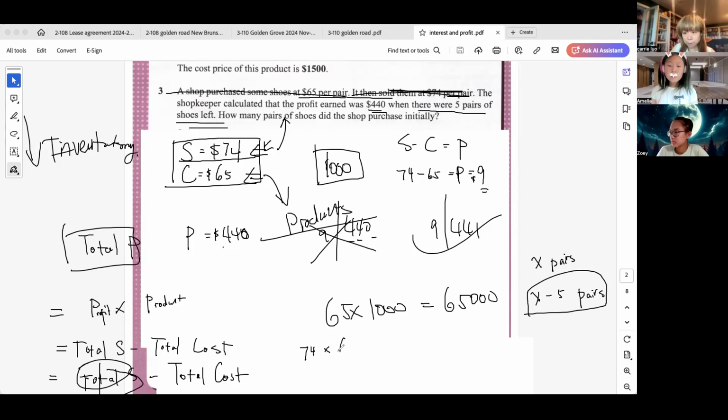Okay, so can you tell me what is the total selling price? 74 times what? X minus 5. Correct? Okay, 1 pair of shoes is selling for 74, right? And how many pairs are being sold? X minus 5, 对不对? Okay, 好了，那老师问你们 how much is the total cost?